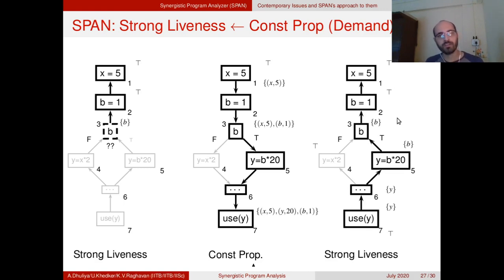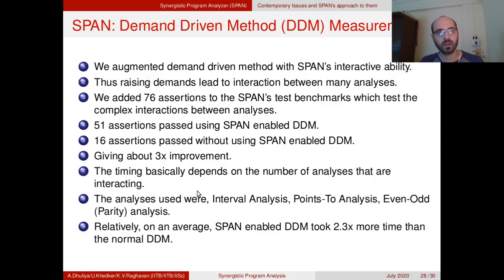If we were only interested in the results of strong liveness, constant propagation did redundant computations at 5, 6 and 7 and also made redundant computations regarding X, because we only needed the value of B. So here we need to raise the demand of constant propagation, and that needs to go further, and only that demand needs to be met. So we augmented the demand driven method with SPAN's interactive ability, thus raising demands led to interaction between many analyses.